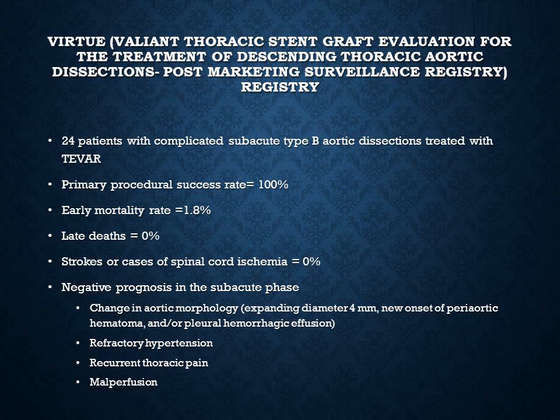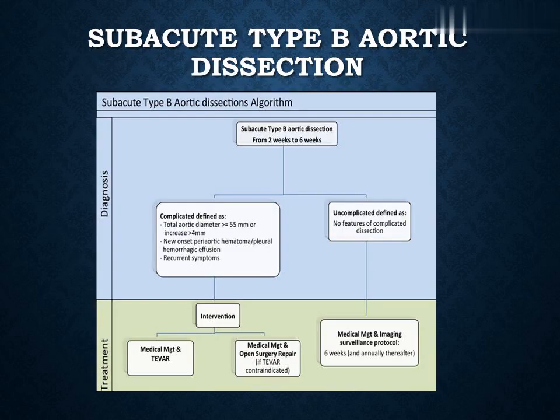Negative prognosis in the subacute phase: change in aortic morphology, expanding diameter of 4 mm, new onset of periaortic hematoma, and/or pleural hemorrhagic effusion. Refractory hypertension. Recurrent thoracic pain. Malperfusion. Subacute type B aortic dissection.